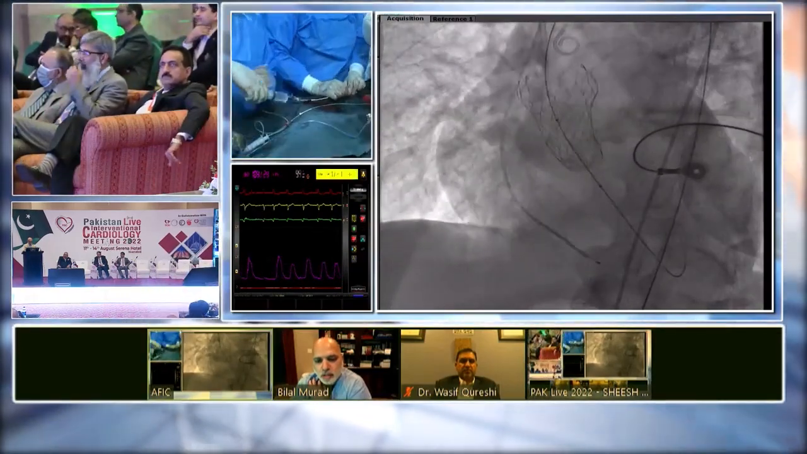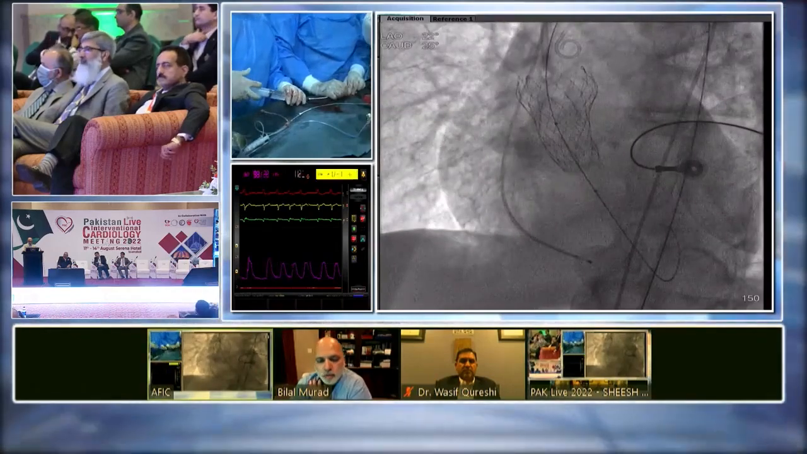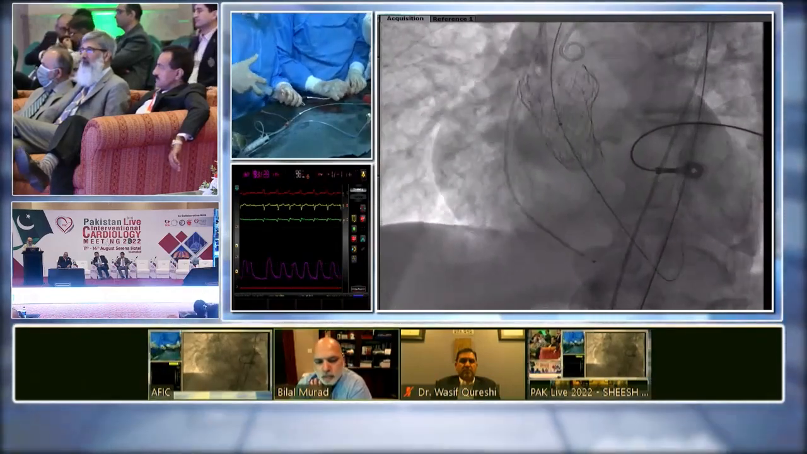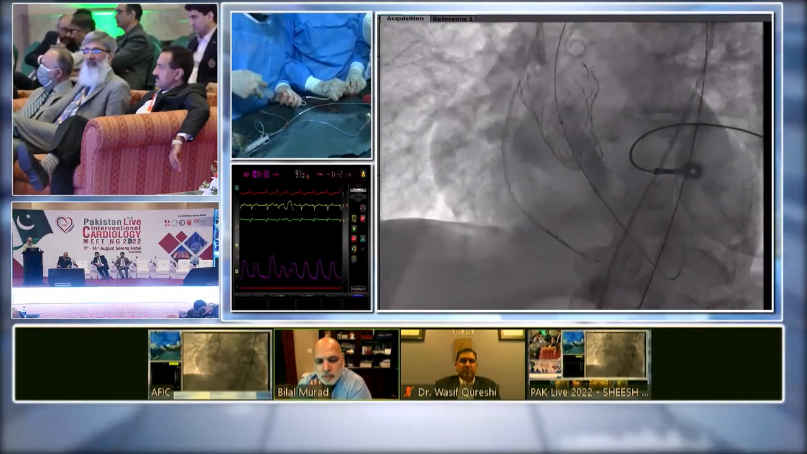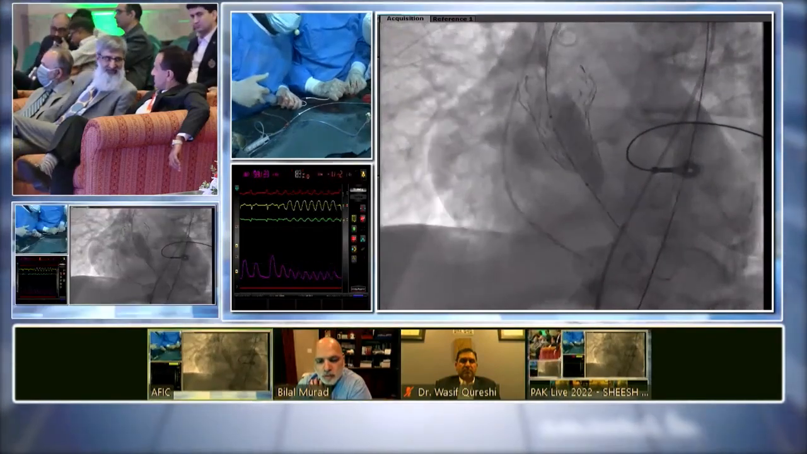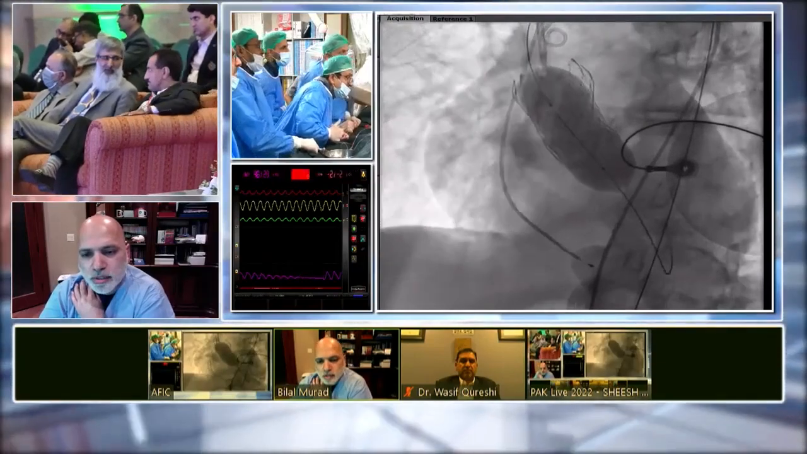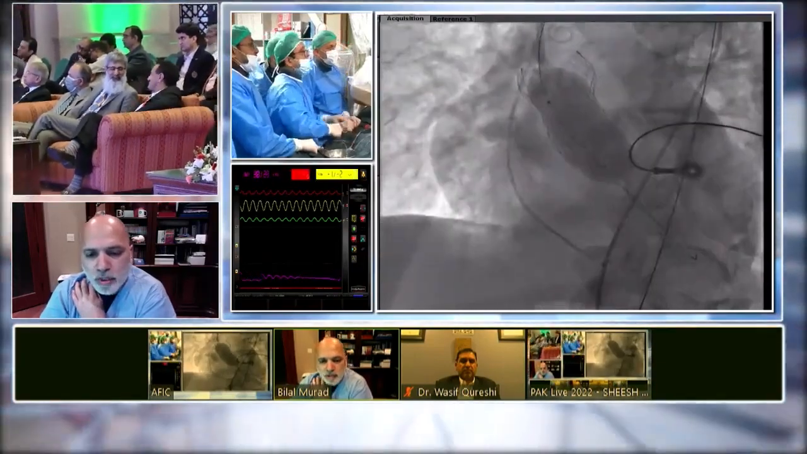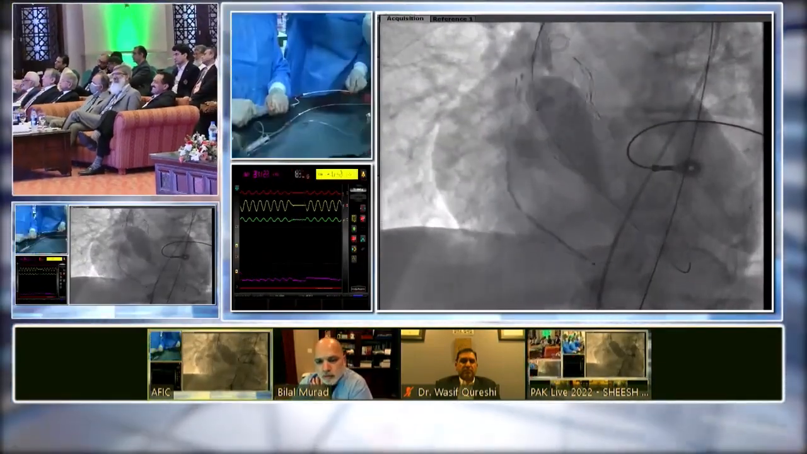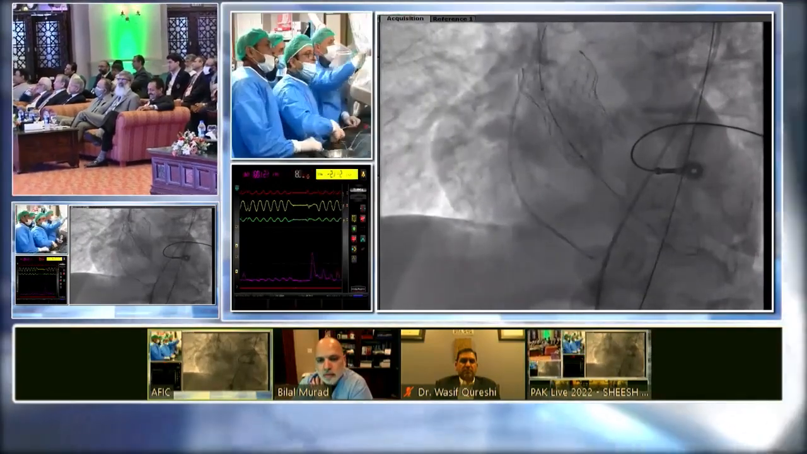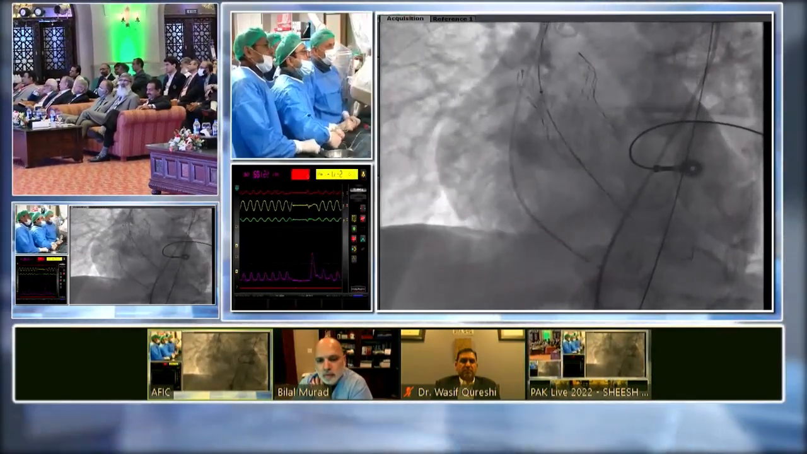I don't think we need to do it necessarily in every single patient, but I think in this patient, good. Pre-dilatation is also something that you look at, how the valve expands. Okay.